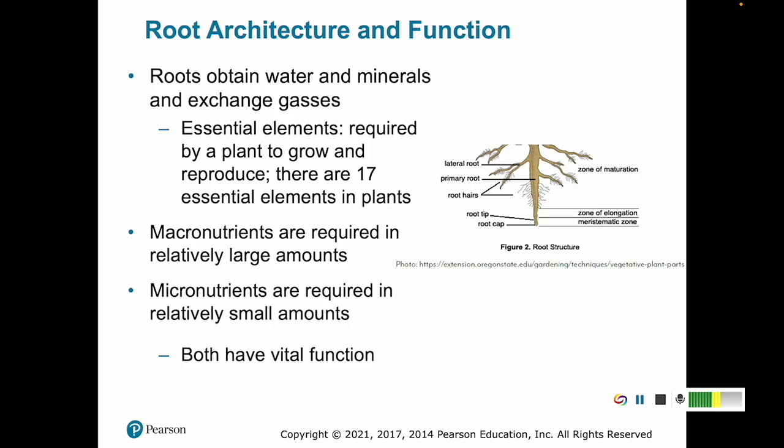Roots will be obtaining water and minerals. They're also involved in exchanging gases. They have to absorb essential elements. Essential elements are elements that are required by a plant to grow and reproduce. There are 17 essential elements in plants. They need both macronutrients, where large amounts are needed, and micronutrients where only small amounts are needed. Same definitions as when we discuss these terms in animals. Both macronutrients and micronutrients have a vital function though. So just because a micronutrient is needed in small amounts doesn't make it less important.